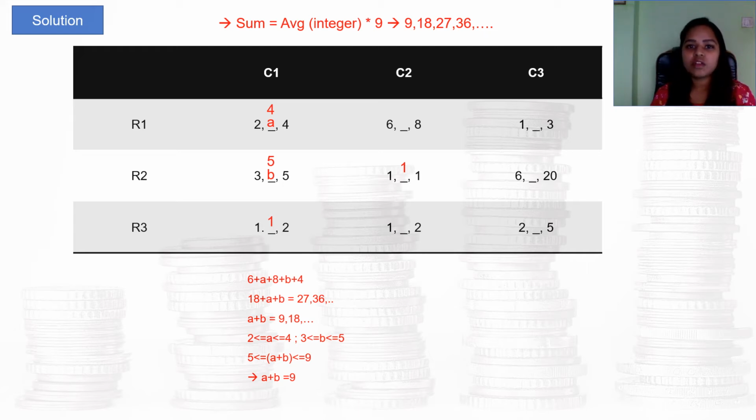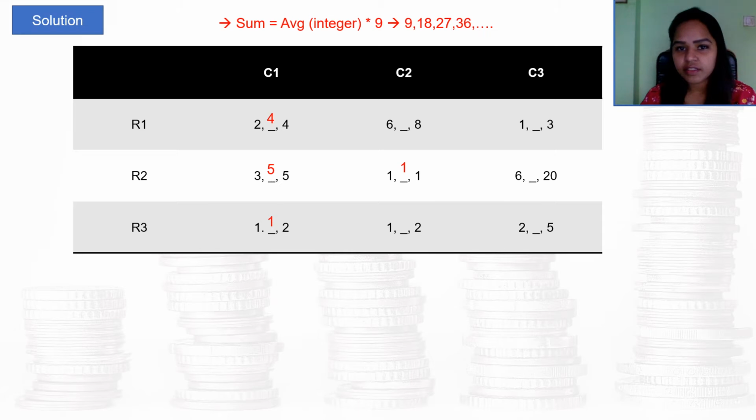Now let's look at column 2. Let's take the missing details as C and D for row 1 and row 3 of column 2 respectively. So let us again see the total sum, which should be a multiple of 9. So in the first row, column 2, 6 plus C plus 8, that is 14 plus C. Then in row 2, column 2, 1 plus 1 plus 1, that is 3. In row 3, column 2, 1 plus D plus 2, that is 3 plus D. So that is equal to 20 plus C plus D.